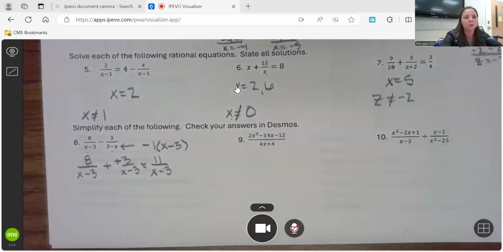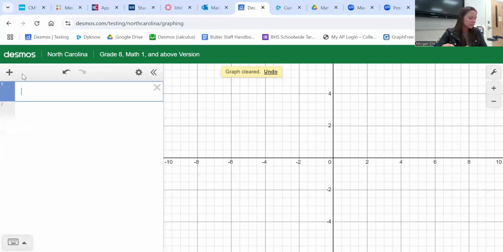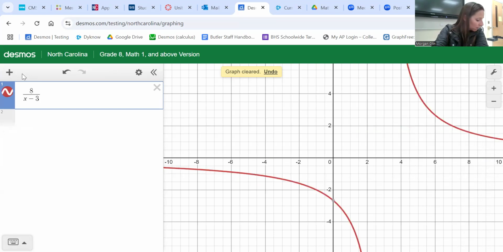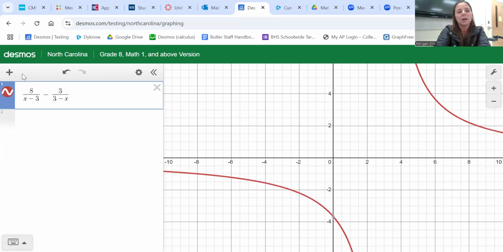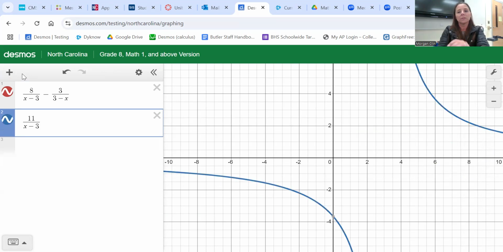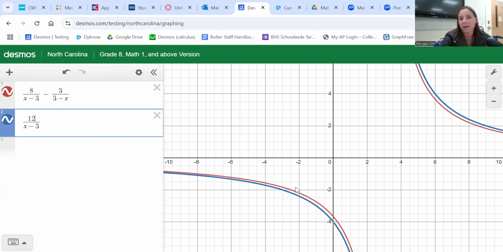Now, what I mean by check in Desmos, and I'm not going to check every single one of these, but you can to practice, is you take the original problem, 8 divided by x minus 3, minus 3 divided by 3 minus x. And now put in your answer. Our answer was 11 over x minus 3. Well, what do you notice? If I take this blue off and I change it to red, you'll notice they're the same graph. Had I got 12, I knew this was wrong because I see two different graphs. They're not the same graph.